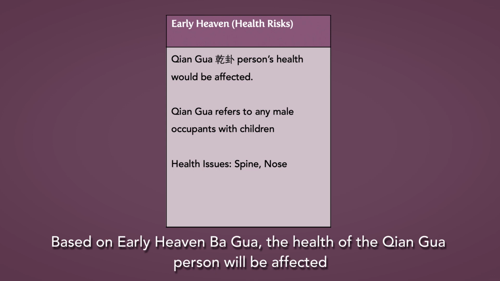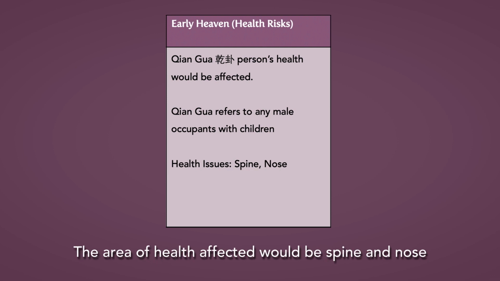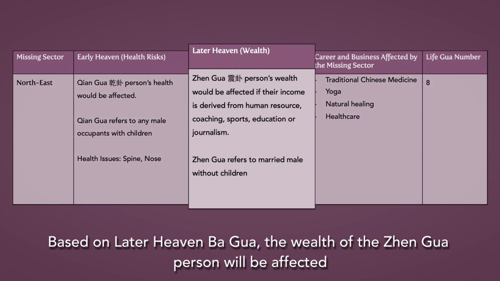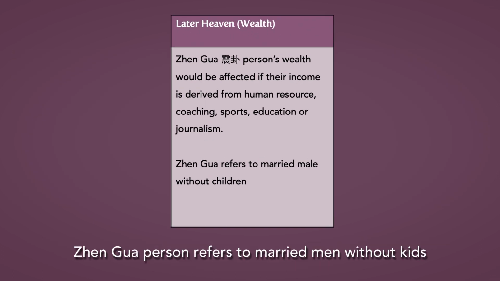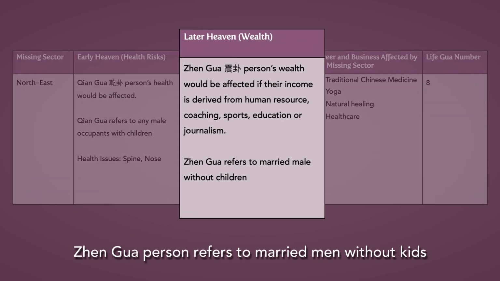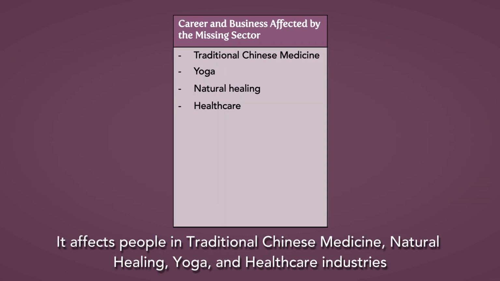If the northeast sector is missing, based on the Early Heaven Ba Gua, the health of the Qian Gua person will be affected. Qian Gua person refers to male occupants with kids. The area of health affected would be spine and nose. Based on the Later Heaven Ba Gua, the wealth of the Zhen Gua person will be affected. Zhen Gua person refers to married men without kids. From the career and business perspective, it affects people in the traditional Chinese medicine, natural healing, yoga, and healthcare industry.